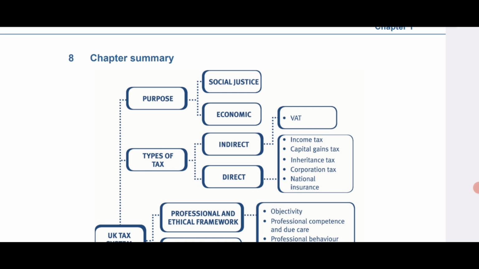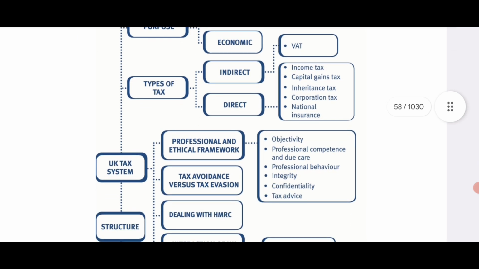Like chapter 1, it includes income tax, capital gains tax, inheritance tax, corporate tax, national insurance, and VAT. And then what is professional and ethical behavior? So objectivity, professional competence and due care, professional behavior. Once you review this area, you will recall all these points. You will refer to my notes, my study material, my recorded lectures, my live trainings. It will definitely help you to get through.